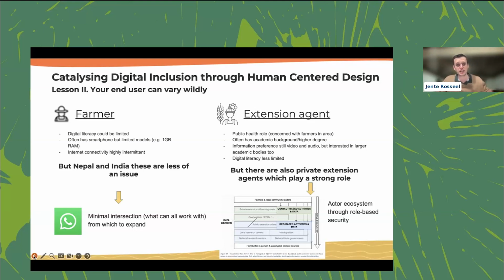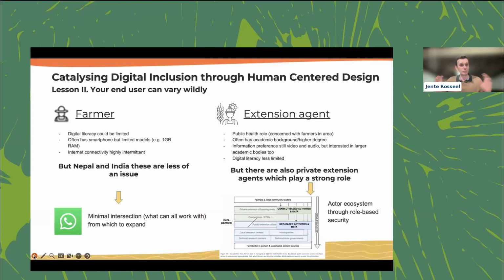But because we're using WhatsApp, we do have a minimal intersection that can work for all. And what we've done now is added a farmbetter farmer app, which also caters for farmers who can download these apps. When it comes to extension agents, end users can also vary wildly in the sense of which role they take. Within extension, we have public extension agents, which we focused on in the initial deep dives. But then we realized that you have research actors, you have private extension agents, and they have very different needs and very different roles within that ecosystem.